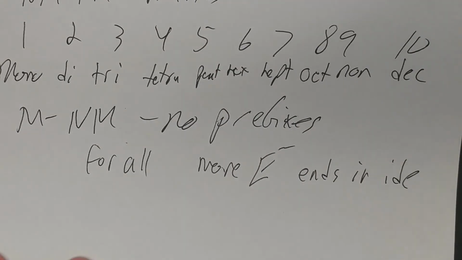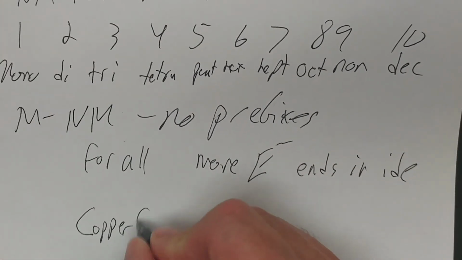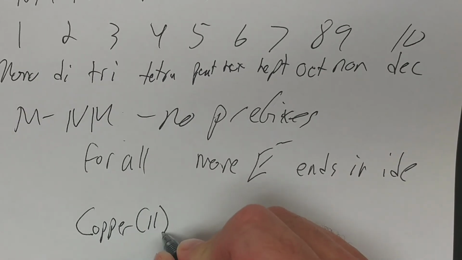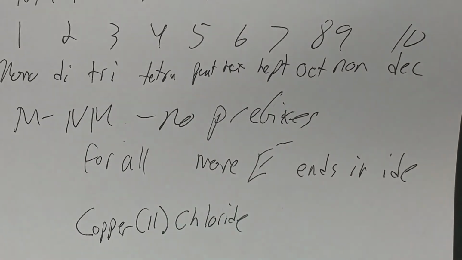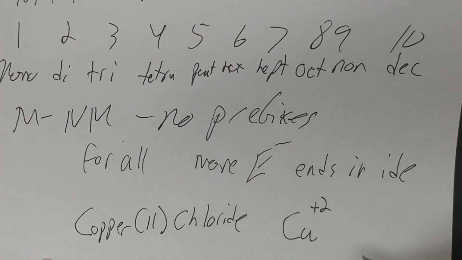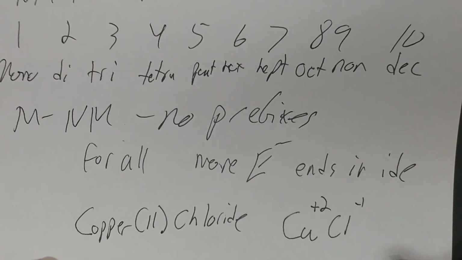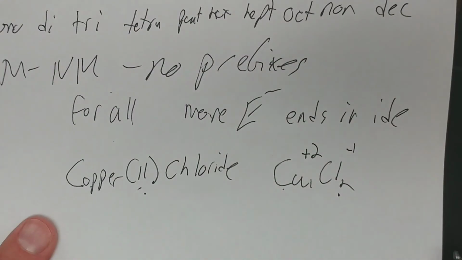Oxygen becomes oxide. When we see something like copper(II) chloride, what does the 2 mean? It's the oxidation state of the copper. So it's Cu plus 2, Cl minus 1, so we get CuCl2. You've got to remember that this is the oxidation state of the metal.